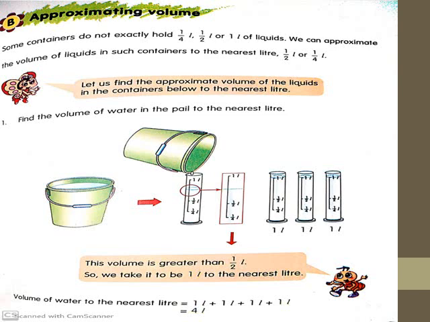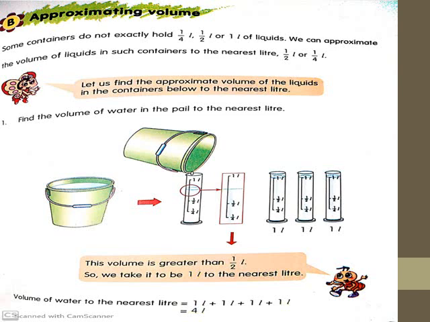The nearest liter means my answer should be in liters, either 1 liter, 2 liter, 3 liter, 4 liter, like this. So when I see the fourth one, because it is greater than half, I will not consider it 0. I will consider it as 1 liter, because it is close to 1 liter. So I will say the volume of water to the nearest liter will be 1 liter plus 1 liter plus 1 liter plus 1 liter, and that will be equal to 4 liter.